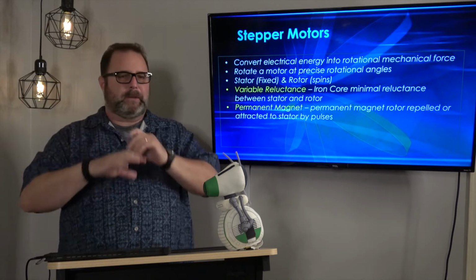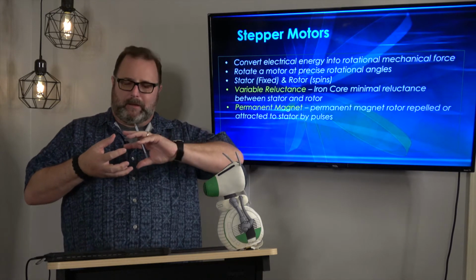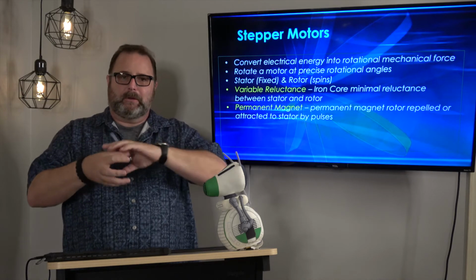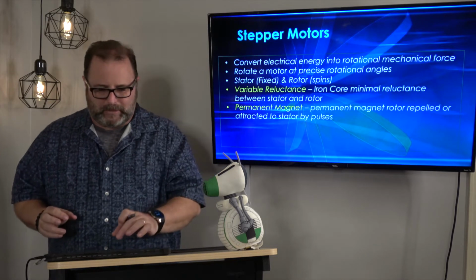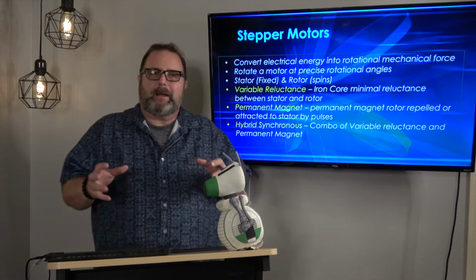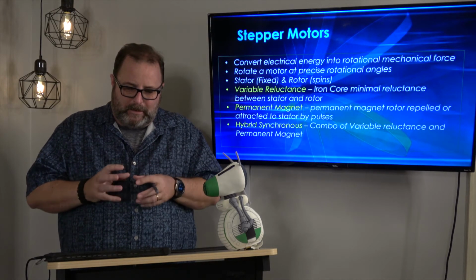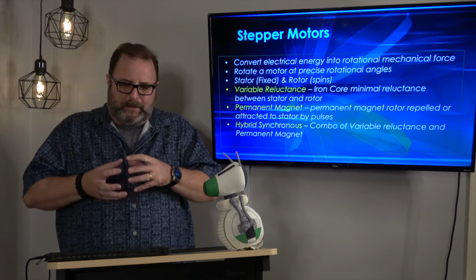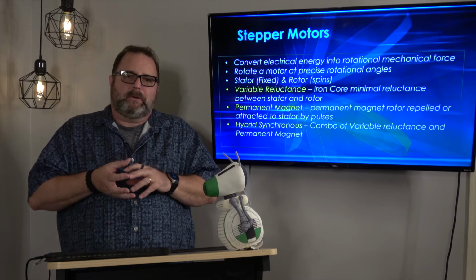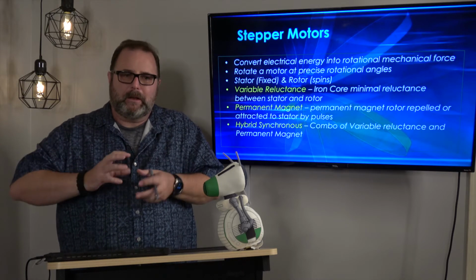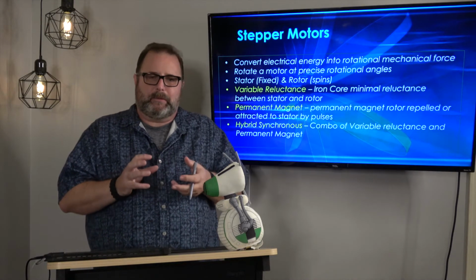I'm not going to go into that right now. We may do that later in another video, but that drives away from the point: you're going to change the power signal to the motor and it's going to move rotationally in steps, and that's the point I want you to know right now. There's also a hybrid synchronous type that is a combo of variable reluctance and a permanent magnet. The permanent magnet uses the repelled approach and the variable reluctance uses an iron core, and you can use both. That's really the best one used as a stepper motor. They're mostly hybrid these days.